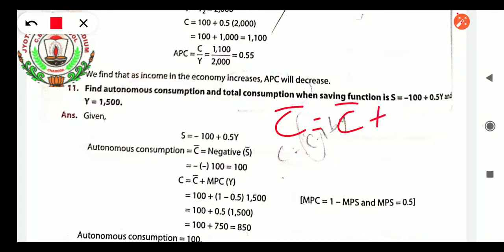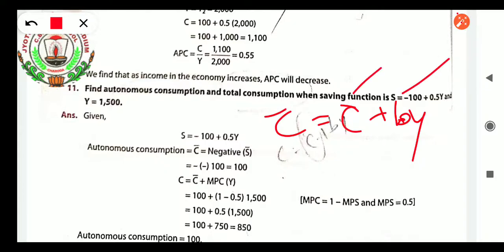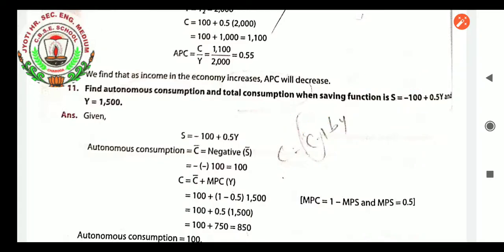Autonomous consumption means C bar. Here the C function equals C bar plus bY. How will we get the C and C bar? We can get it with the S function also. As we have learned, when there is a negative autonomous saving, definitely there will be positive consumption. So here C bar will definitely be, if S bar equals minus 100, then C bar equals 100. I already explained to you in the previous classes how it comes.